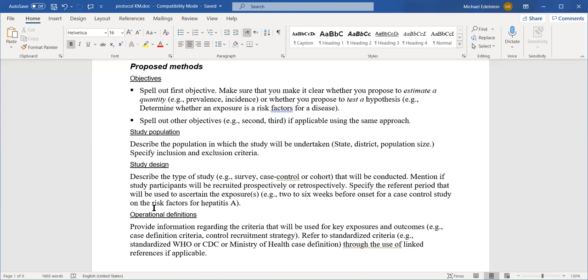The other thing is then to talk about the population. What is your population? We talked about time, place, and person, and this is a good place to use this approach. You want to say who you are looking at in terms of where they live, who they are, what time period you're looking at, who is included, what your inclusion criteria are, and what your exclusion criteria are.